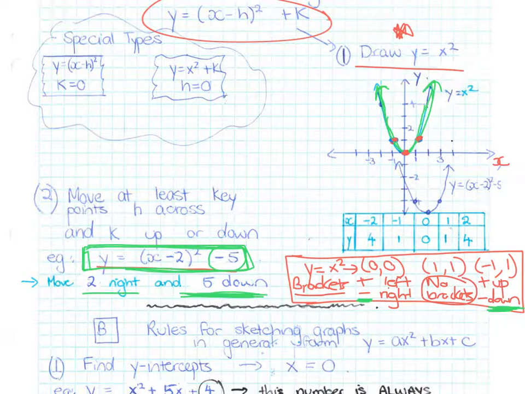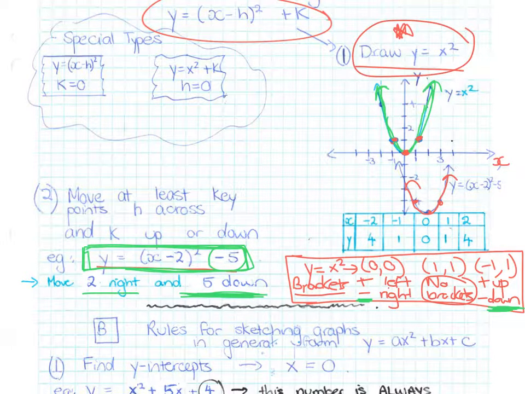Alright, now there's a lot of points going on that graph, so I'm just going to clear some of it off so it doesn't get so confusing. You get the picture. You move the points 2 to the right and 5 down, and you get those points, which you can then connect up, and you've got your new graph. So 2 rules.